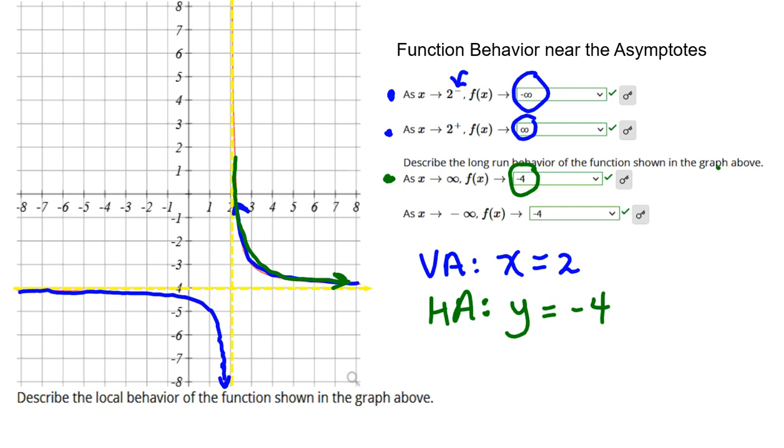And as x approaches negative infinity, that's going this way, again we see that the y values are getting very close to negative 4.